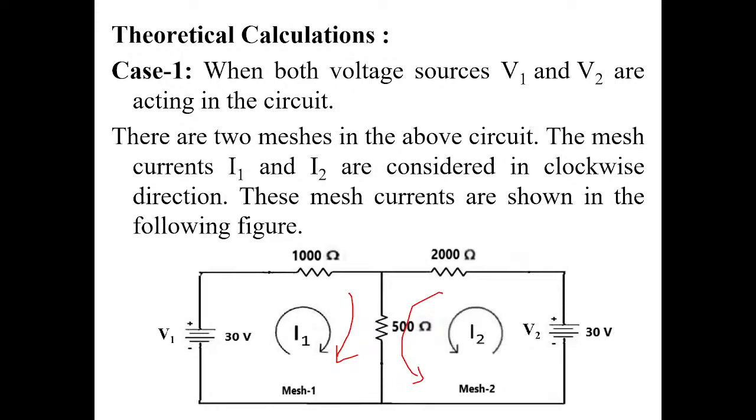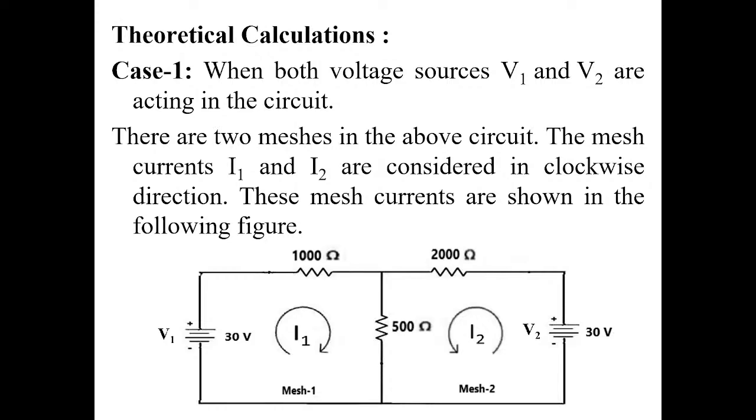Both the currents are same direction means sum of I1 and I2 will flow through 500 ohms. Since I1 current, I2 current both are in same direction, both are downwards, therefore sum of these two currents will flow through 500 ohms.